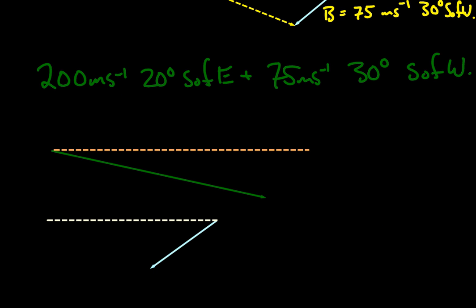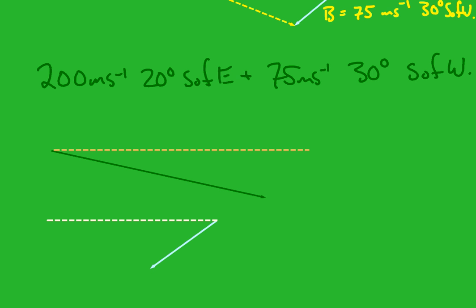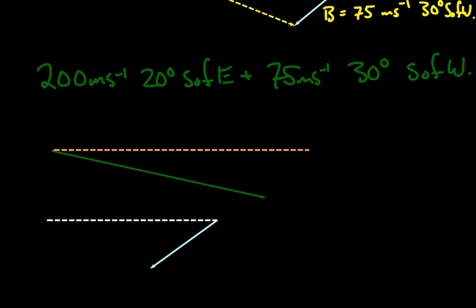Okay, so we're going to sum these vectors, and the way to do that is to separate them into vector A and vector B. So here's A, we know it's 200 meters per second, and that it's 20 degrees south of east.